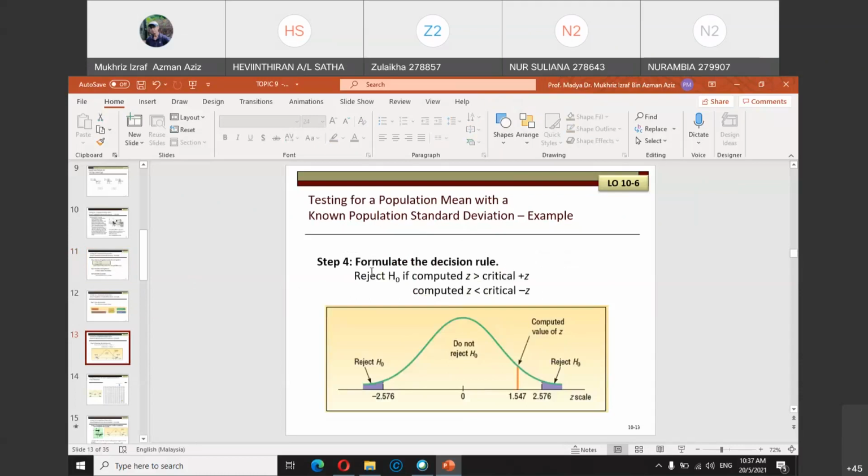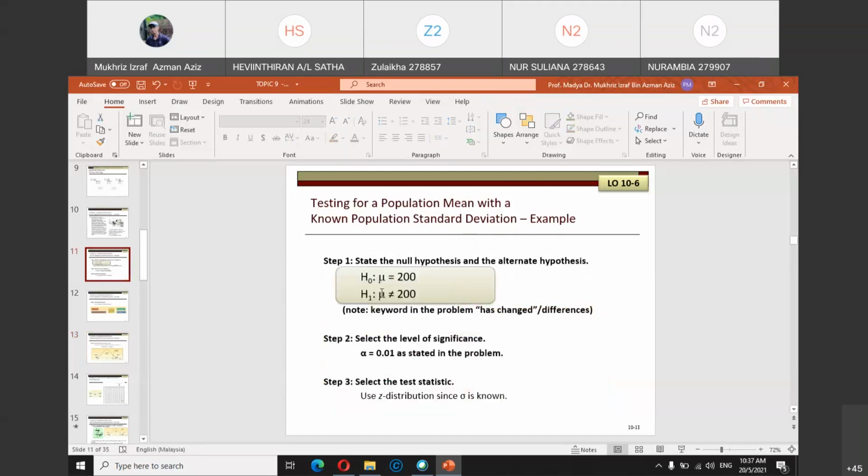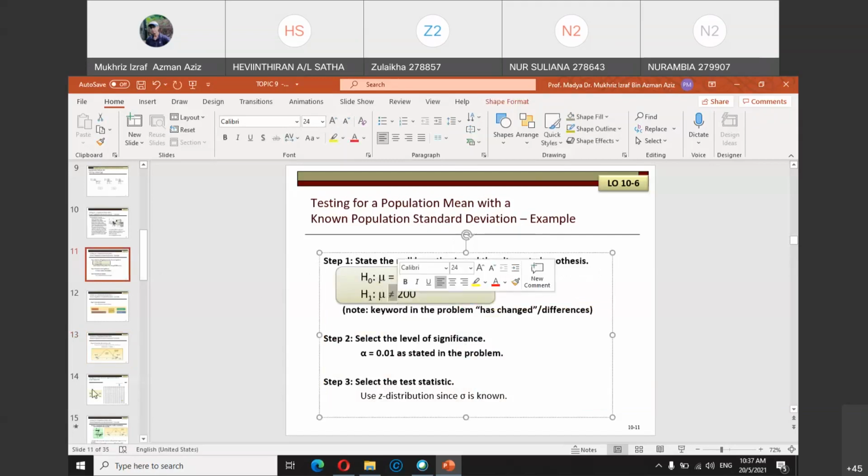So start by writing the words reject H0 if computed, or you can use the word calculated, both are the same thing, if computed or calculated Z is bigger than the critical value of Z plus. Why do you have two values here? Because it's a two-tail test. If you're going to use one tail, means you're going to write only one sentence, whether it's positive or negative. Because you are doing a two-tail test in this example. Why two-tail test again? Because your H1 takes the form of not equal to.